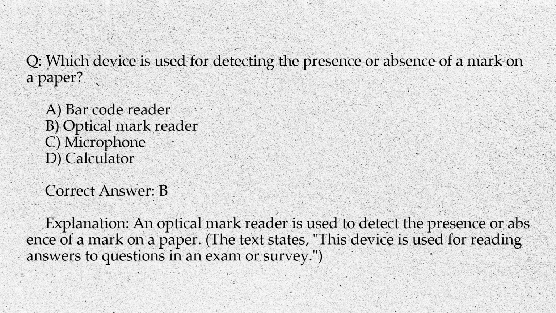Q. Which device is used for detecting the presence or absence of a mark on a paper? A. Barcode reader. B. Optical mark reader. C. Microphone. D. Calculator. Correct answer, B. Explanation. An optical mark reader is used to detect the presence or absence of a mark on a paper. The text states, this device is used for reading answers to questions in an exam or survey.